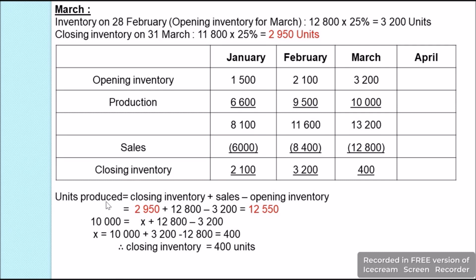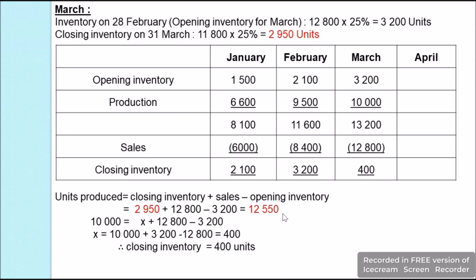Now if we calculate the units produced in the same way as we have calculated till now, it will be equal to closing inventory plus sales minus the opening inventory. The closing inventory which we have calculated here is 2,950 units, and the sales which was given was 12,800 units. From there, if we subtract the opening inventory, 3,200 units which we have brought from the month of Feb, we'll get the value as 12,550 units.